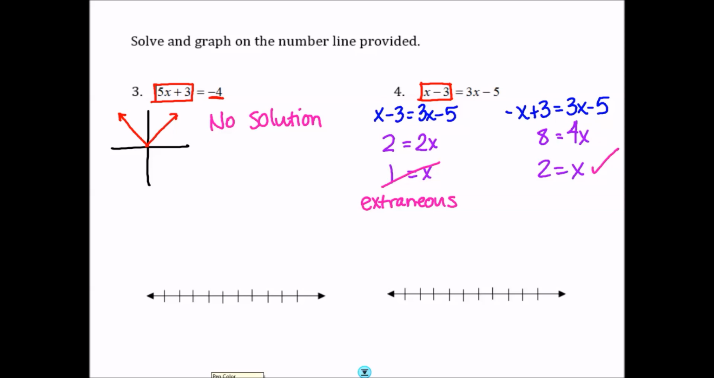So when we go to graph this on a number line, say 0, 1, 2, 3, 4, we do not graph 1 on this number line because that is not an actual solution, but 2 is, so that should be the only point on our number line.